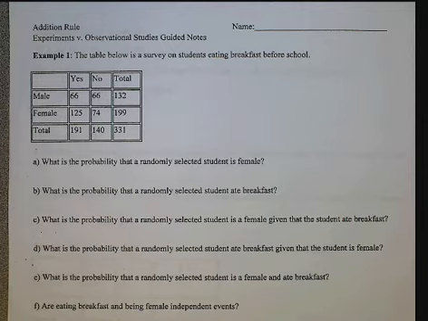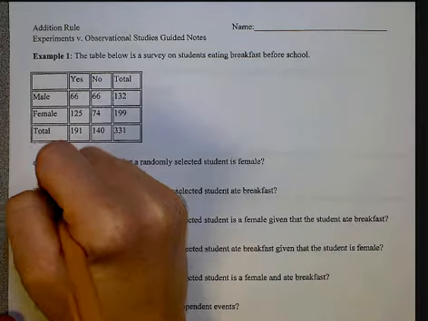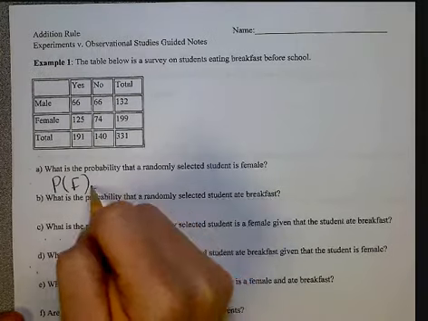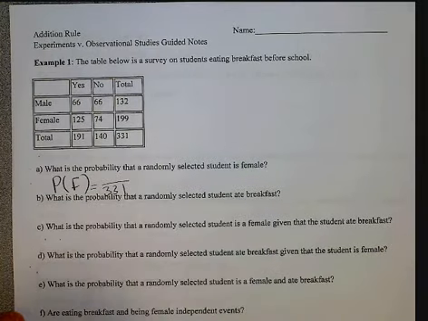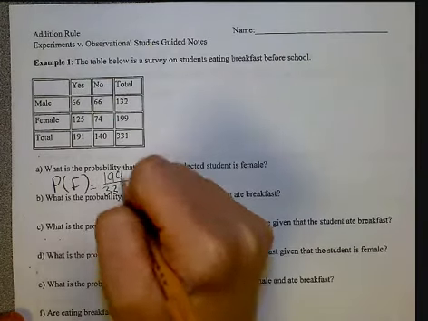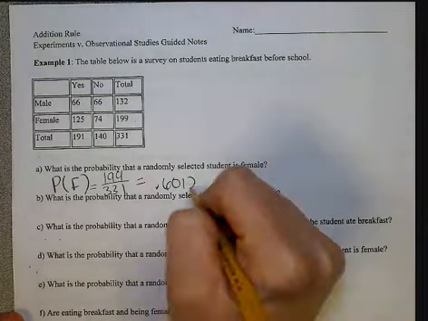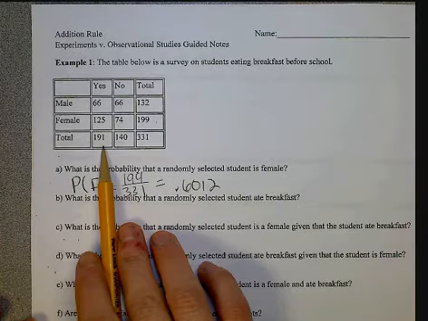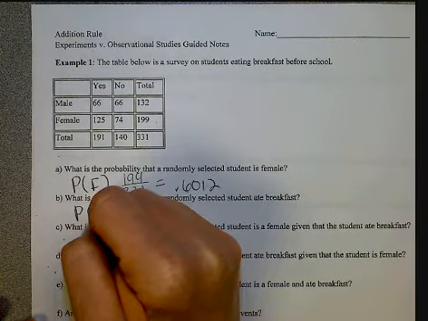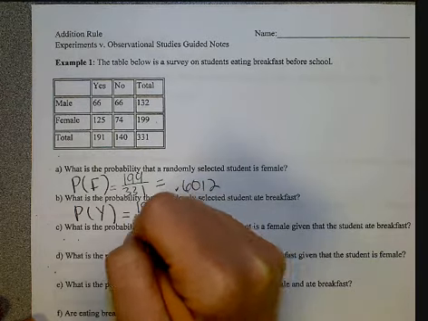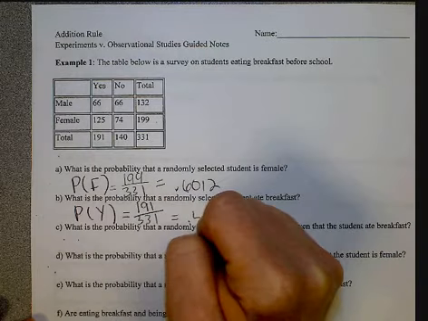In this table, what is the probability of selecting a student who is female? We have 331 students in all, and of those 331 students, we can see that 199 are female, which gives us 0.6012. What's the probability of selecting a student who ate breakfast? So that's the students who said yes in this table. We have 191 students that said yes out of 331. So 0.5770.